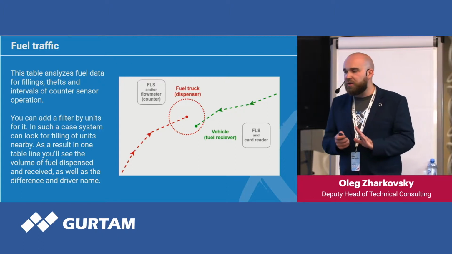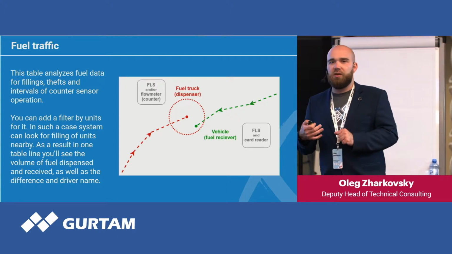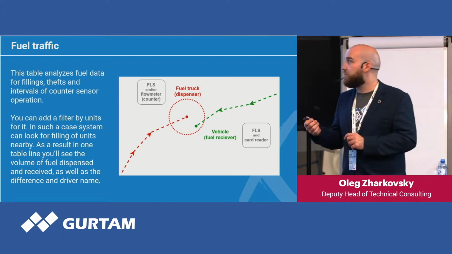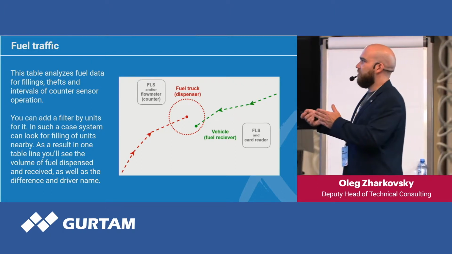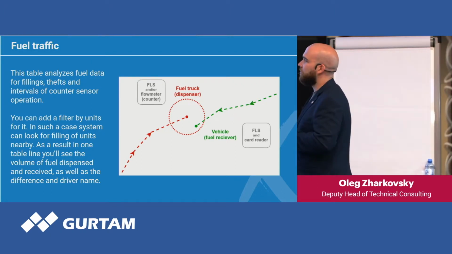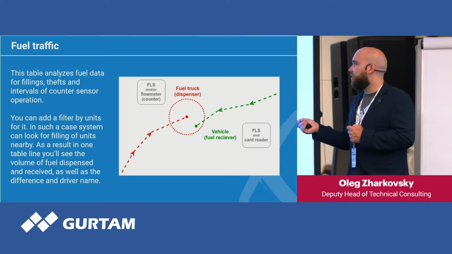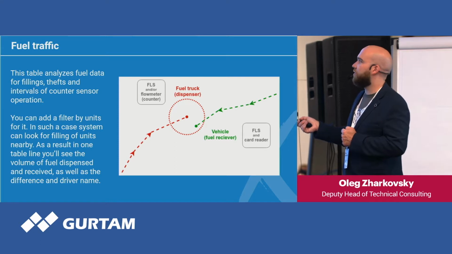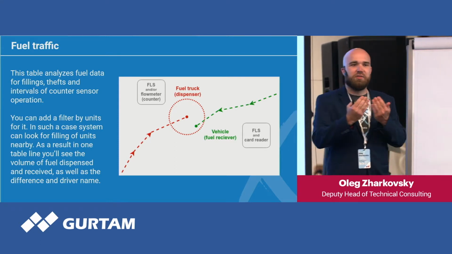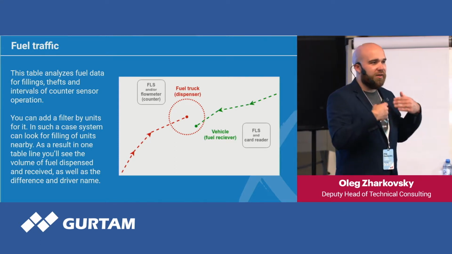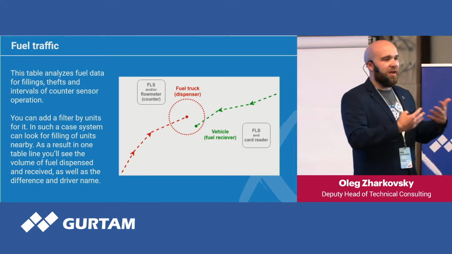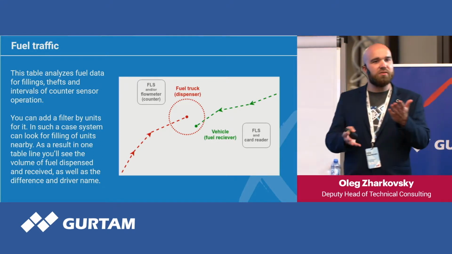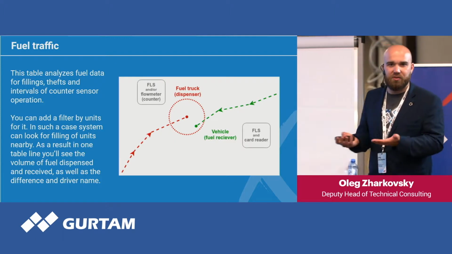So in one line, you'll see how much fuel was given from the fuel truck to the vehicle, and you'll see the result of the filling detection algorithm for this unit. So you'll see the difference even in one table. 90 liters was given, only 80 was received. We've got some questions about this 10 liters in that case.